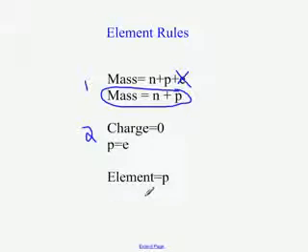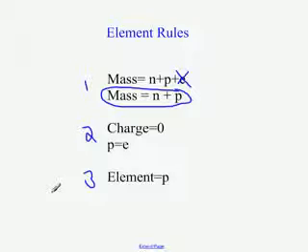And the third rule here is that it is actually the number of protons which defines what element we're talking about. So if I look on the periodic table and I look up element 6, which happens to be carbon, the reason why it's carbon is because the number of protons is 6.